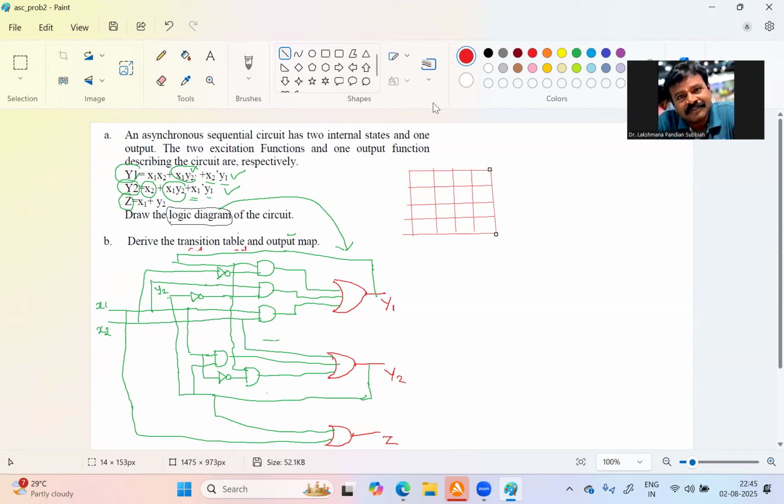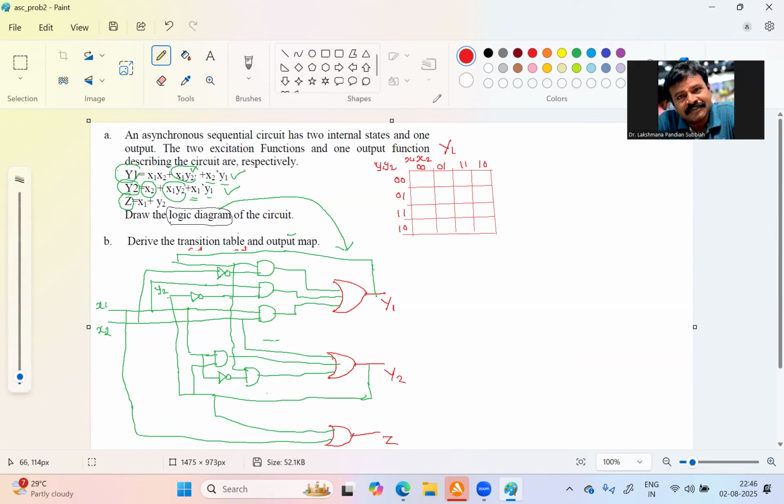Right? Here you put now this input. We are having now present state y1, y2, and here we are having the input x1 x2, right? So we are having now 0 0, 0 1, 1 1, 1 0. Similarly here also 0 0, 0 1, 1 1, 1 0, right? Now here y1, right? So this is the map table for y1.